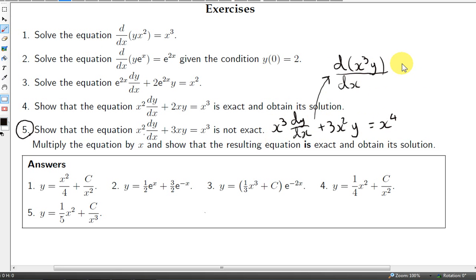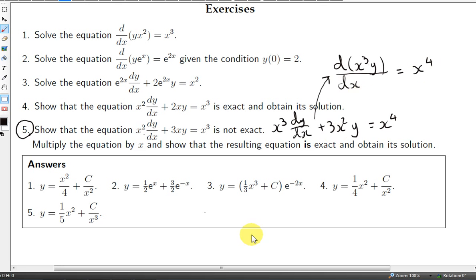Okay, so if you apply the product rule, you'll see that this works out. x cubed times dy dx plus y times the derivative of x cubed with respect to x. But the derivative of x cubed is indeed 3x squared, so this does work out. Okay, so it's equal to x to the power of 4.